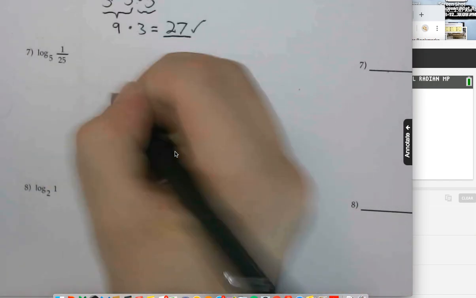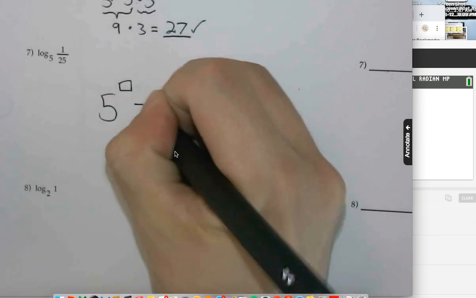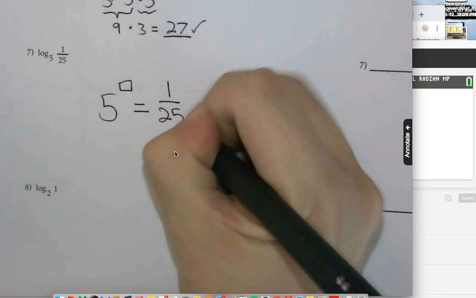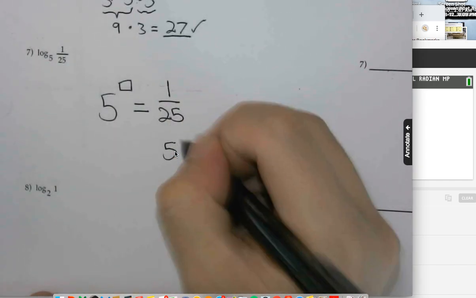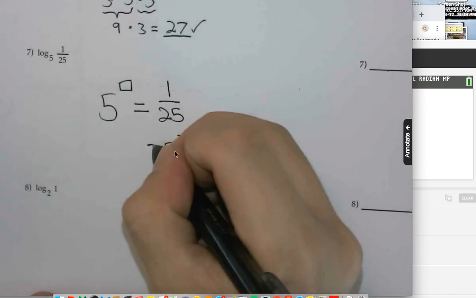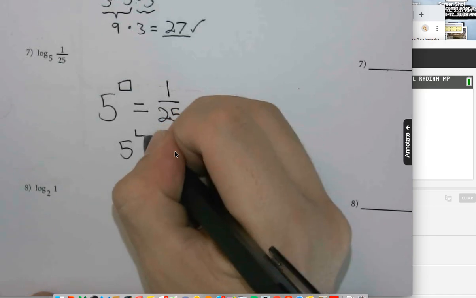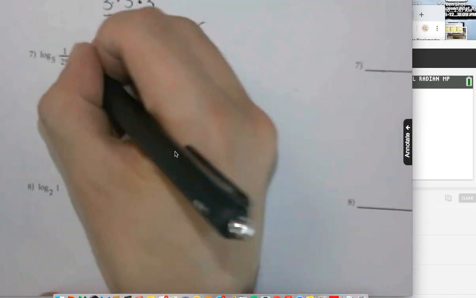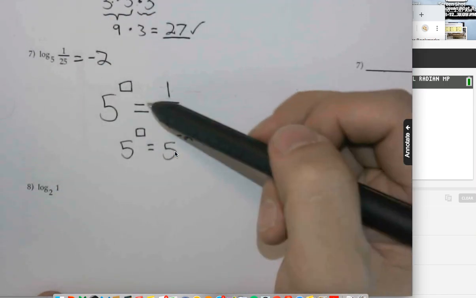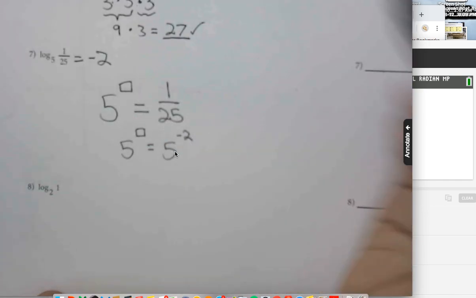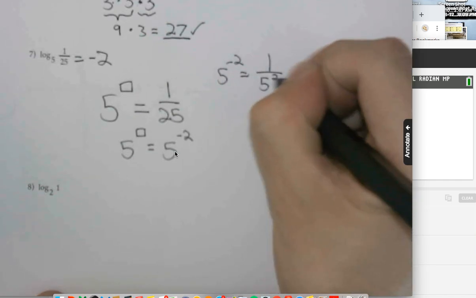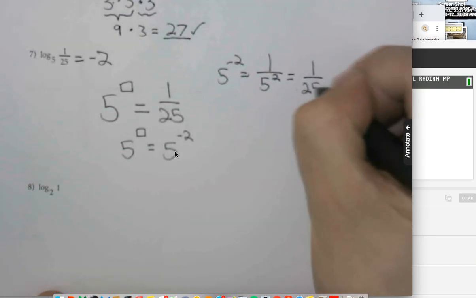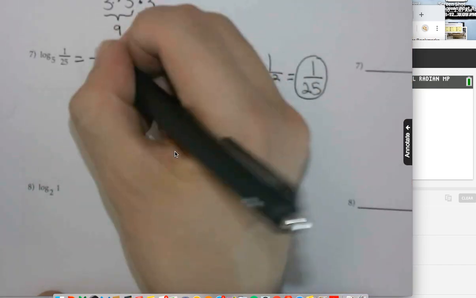Same song and dance. I'm going to rewrite this. 5's my base with some exponent where this is equal to 1 over 25. Although this is a fraction of 1 over 25, I could rewrite this as 5 being squared with a negative 2. So this is a pretty clean sweep. Our answer is negative 2. If you're not convinced, you could rewrite this to exponential form like I did and then think out how that other number needs to look. 5 to the negative 2 power is really just 1 over 5 being squared, which is definitely just 1 over 25. So our answer here is negative 2.